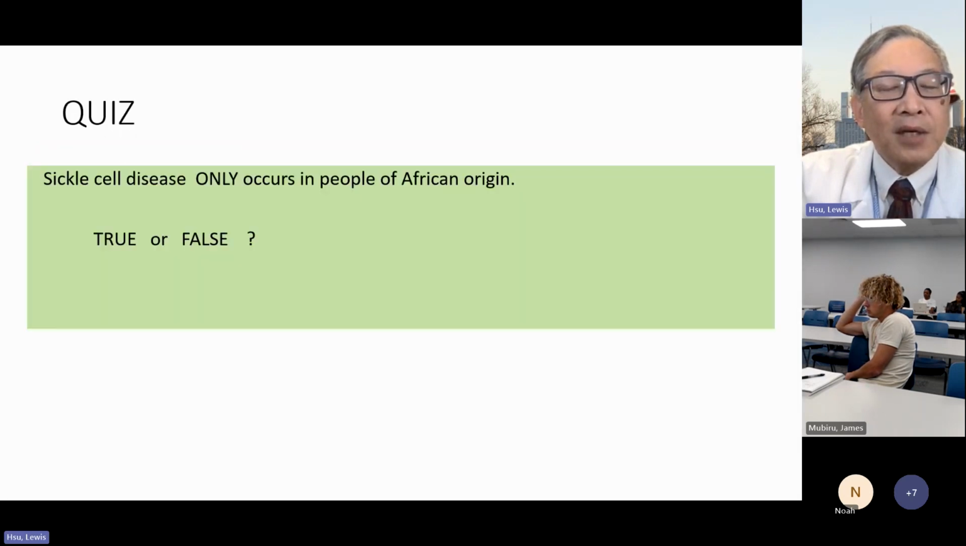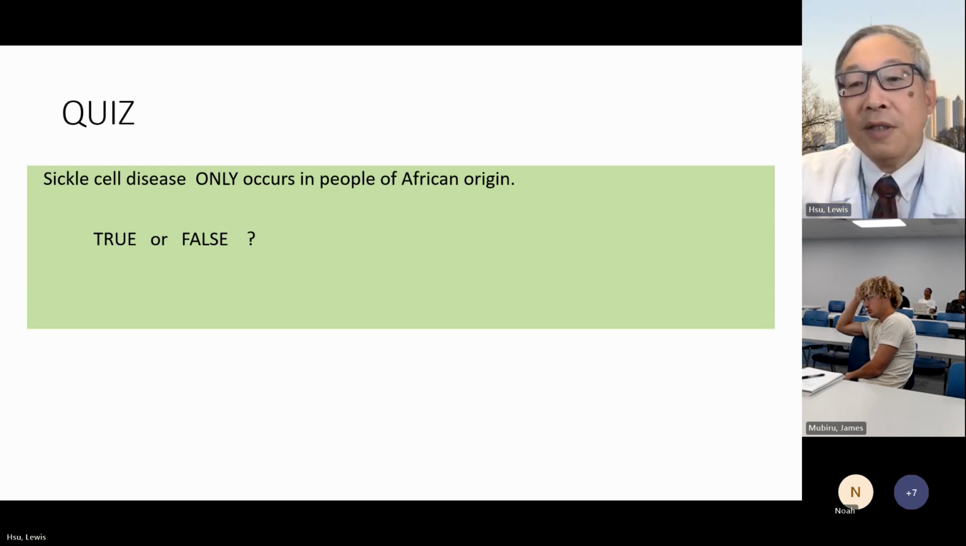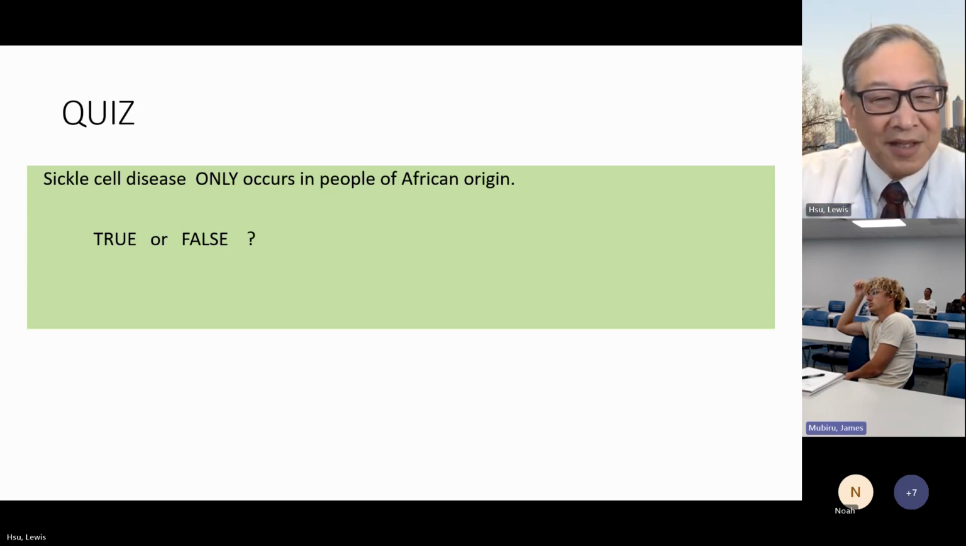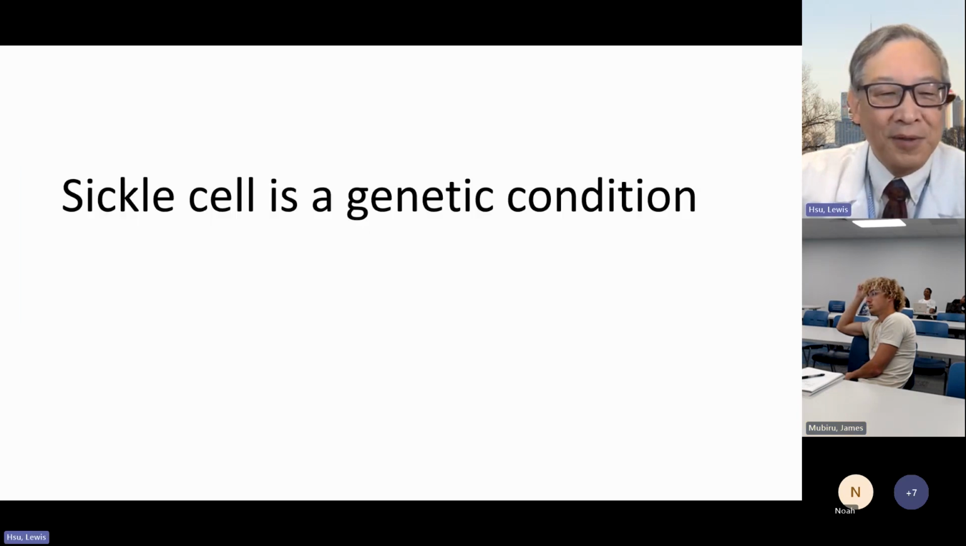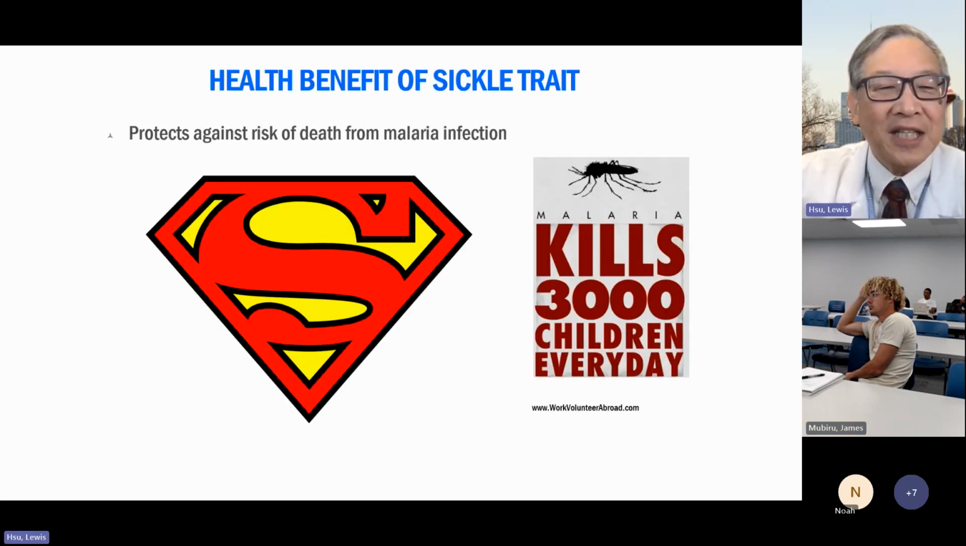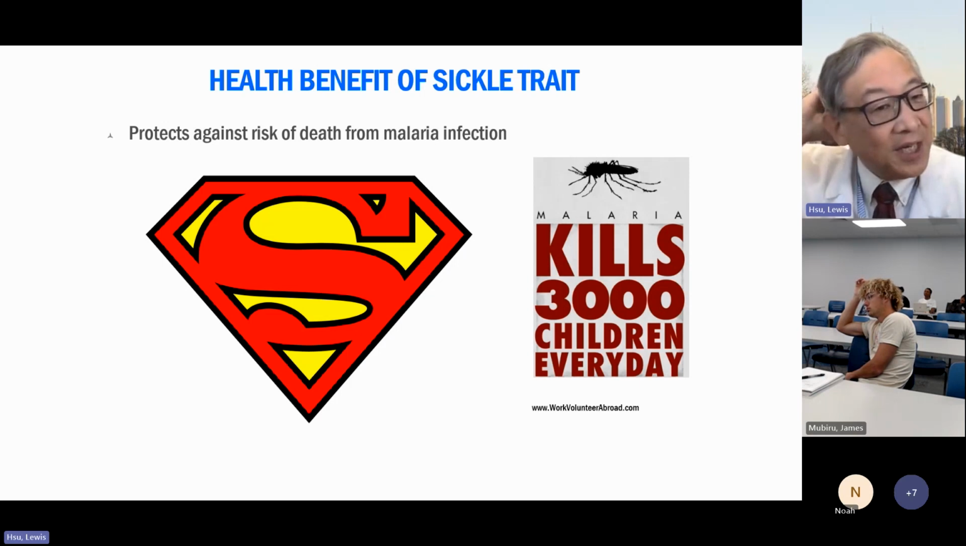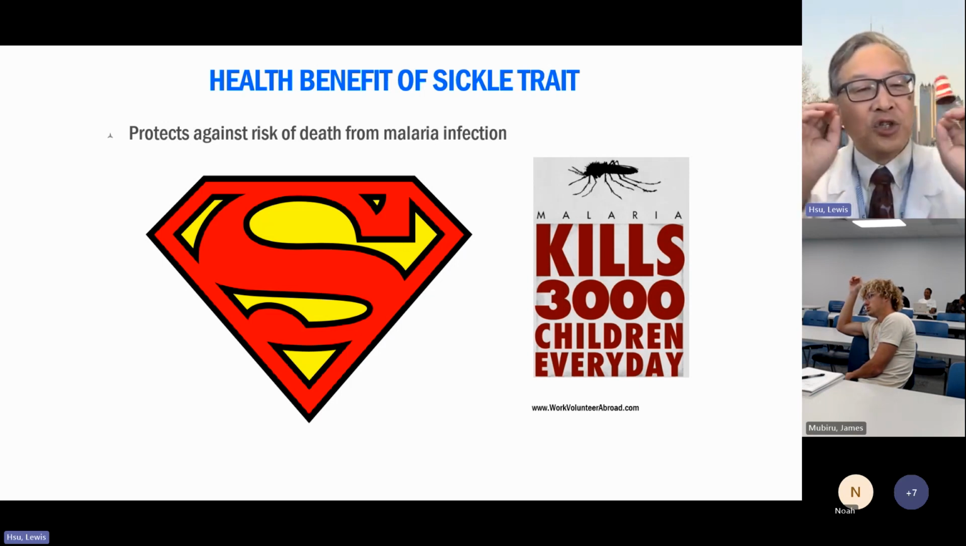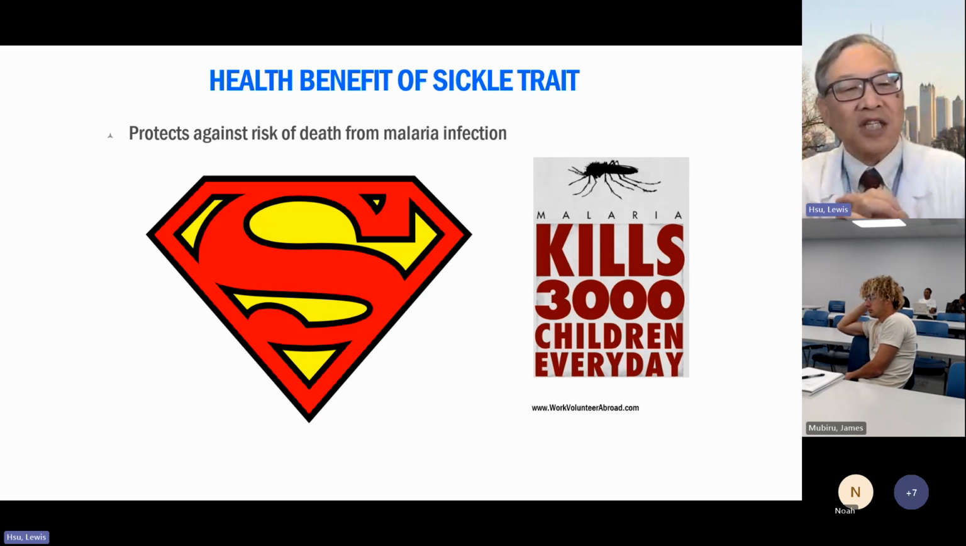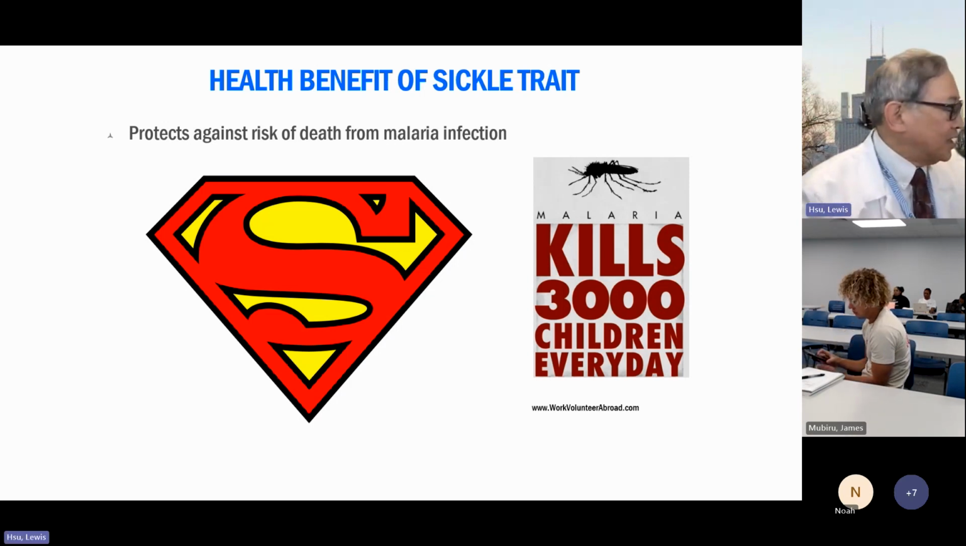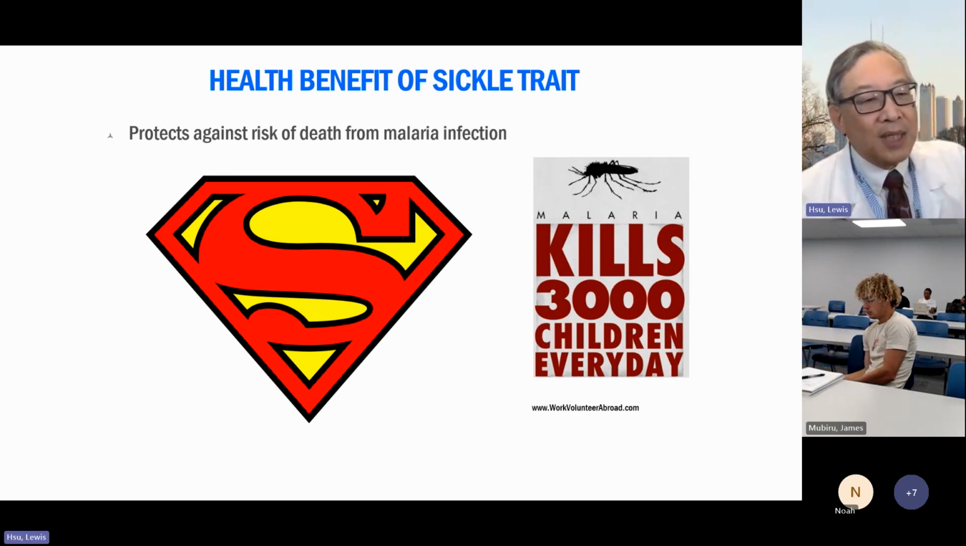Now, here's a quick quiz. Is sickle cell disease only in people of African origin? True or false? False. People said false? Yes, yes. All right, you got it. And sickle cell is a genetic condition, and there is a health benefit of having sickle trait. So if you don't have sickle cell disease, but you have sickle trait, then you're more resistant to malaria.